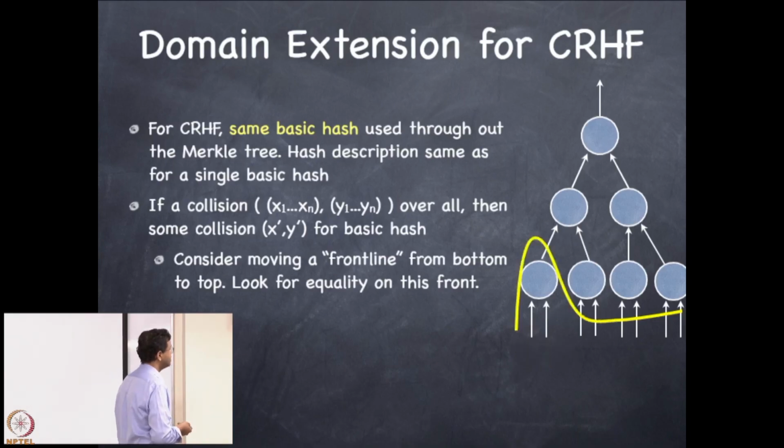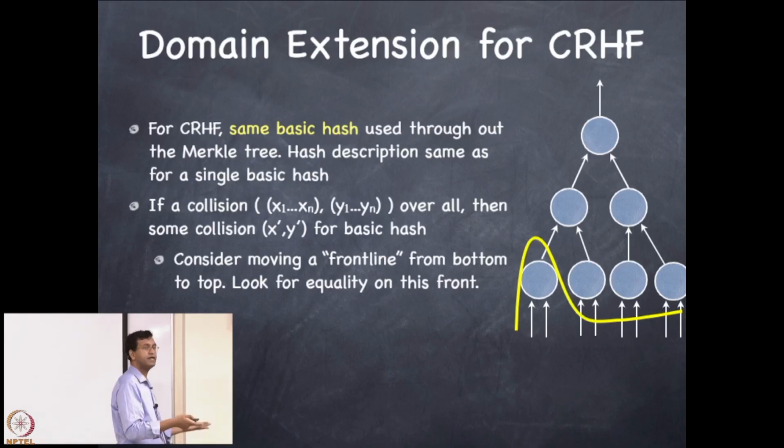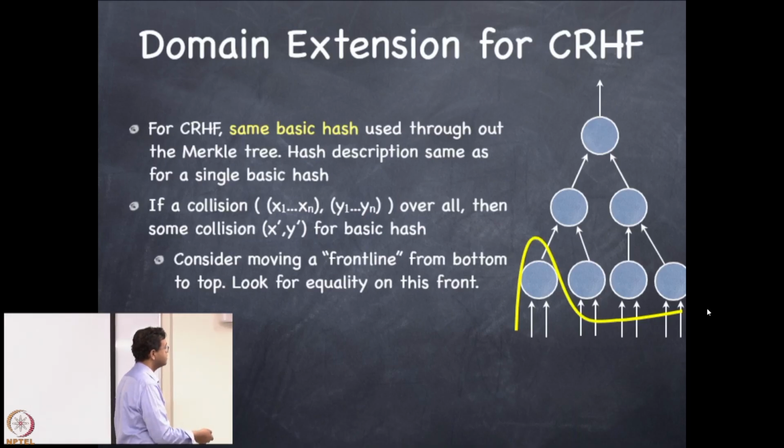Then I try moving my front line up. What could happen? Well, one possibility is that I found a collision, meaning now the block in this edge became the same in the x computation and the y computation. Then I'm done. Okay, not quite done, but if they have become identical, but these were already identical, then I still have the invariant that in this entire path there is still some difference.